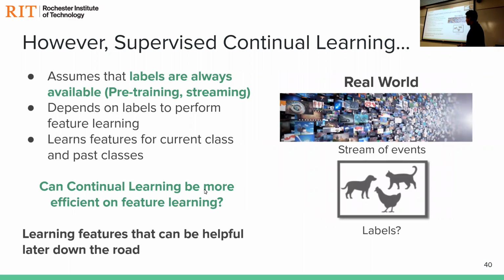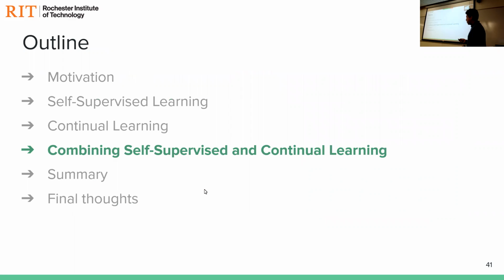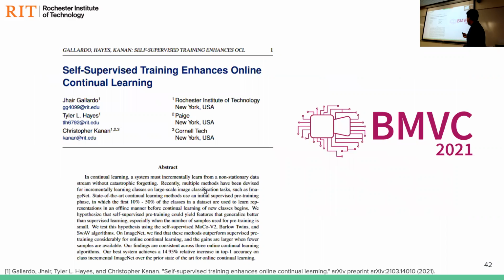So the question here is, can continual learning be more efficient on feature learning? That means, can we learn features that not only take into account the current task and the previous classes, but also the future classes that we haven't seen yet? And that's where the combination between self-supervised and continual learning comes in. So first, I'm going to show you one of my works that was published in BMVC in 2021 called Self-supervised Training Enhances Online Continual Learning.